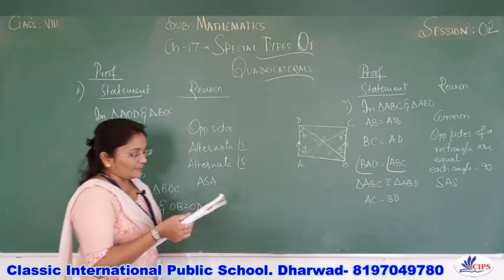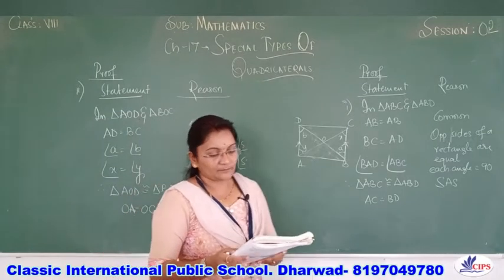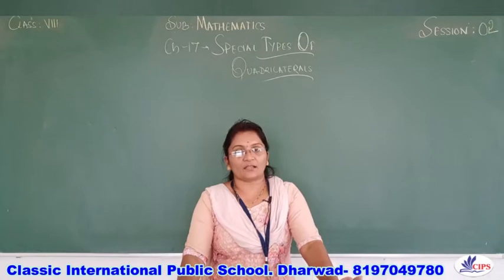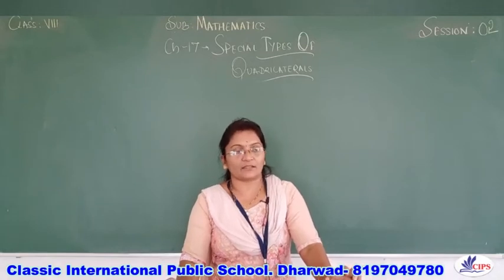Next, we have proved about the rectangle. So here we have finished the rectangle. Let's move on to the next quadrilateral, that is the rhombus.